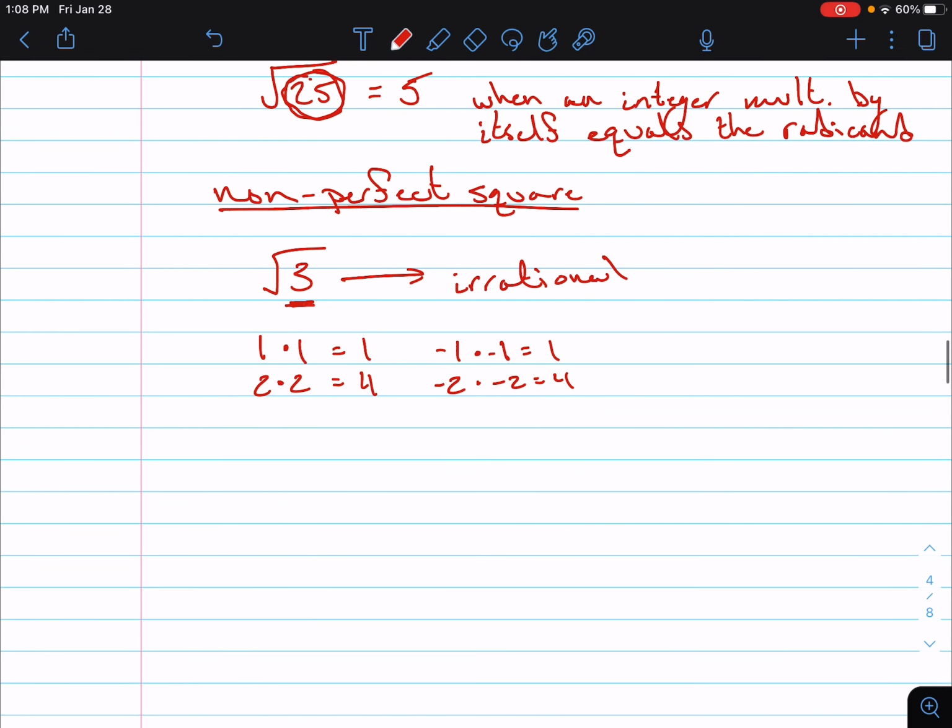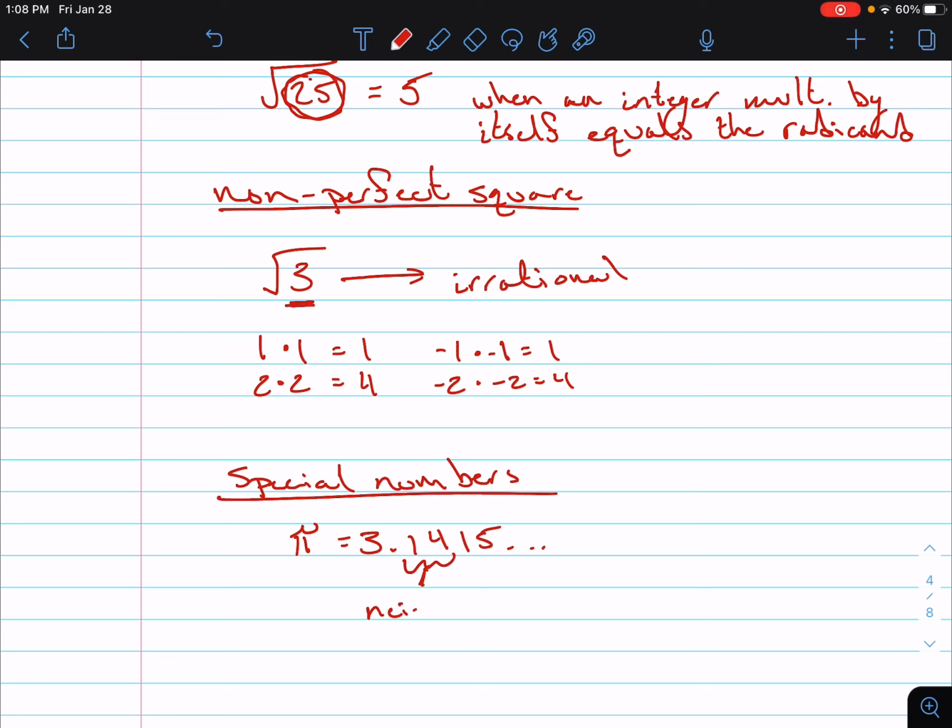And now special numbers like pi. In decimal form, pi equals 3.1415, and we continue listing numbers forever. And if we looked at this entire list, two numbers that neighbor each other will never be the same.